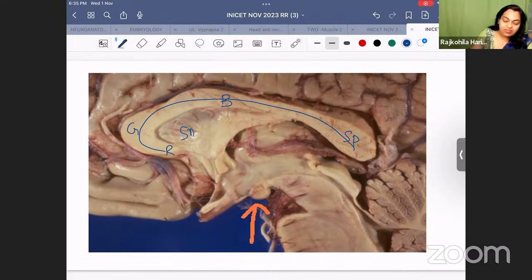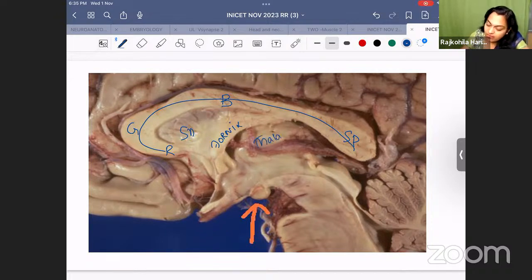Can you see the septum pellucidum here, right? And where is the fornix here? Who's going to tell me? Can you identify the fornix? Yes. This is the fornix. Where is the fornix going to come from? Fornix is going to come from the hippocampus, right? And it's a white matter fiber coming and ending over the mammillary body.